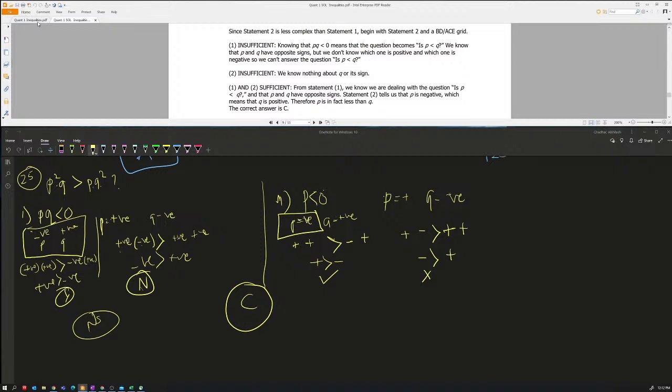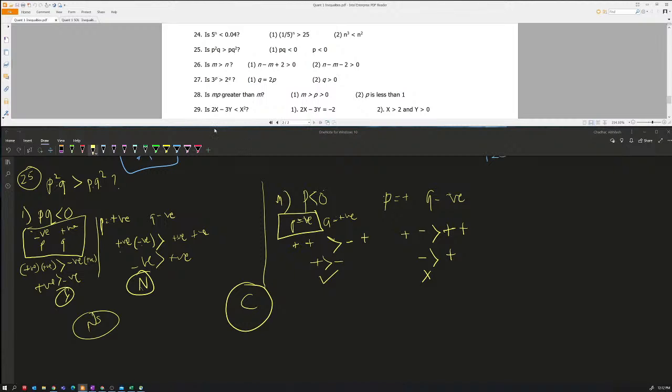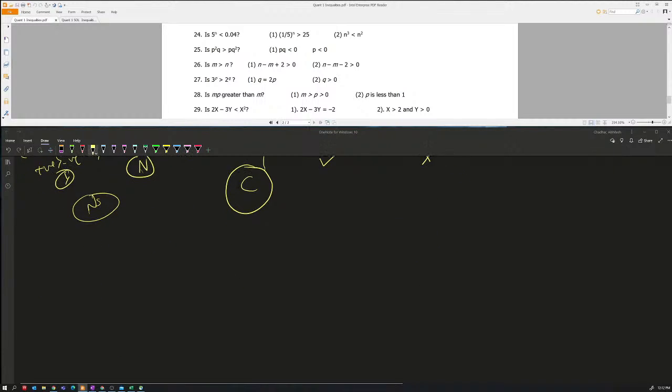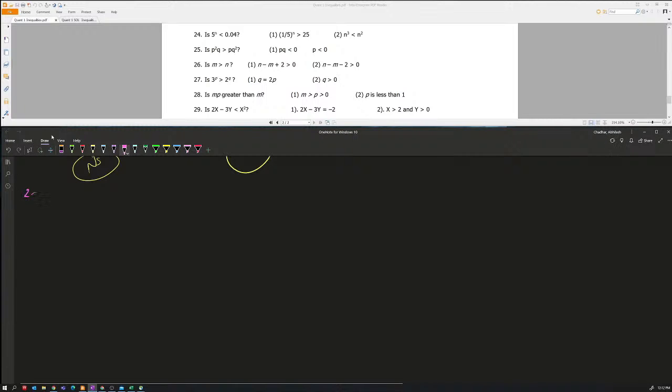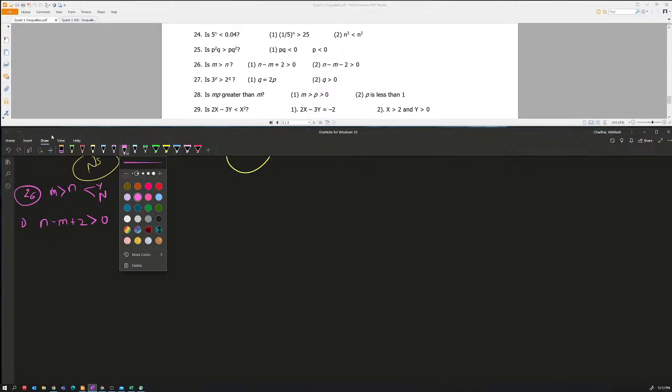Let's take the next question, number 26. Question number 26 says M is greater than N, yes or no, right? So no other given. So first one says that N minus M plus 2 is greater than 0. So what does that mean?